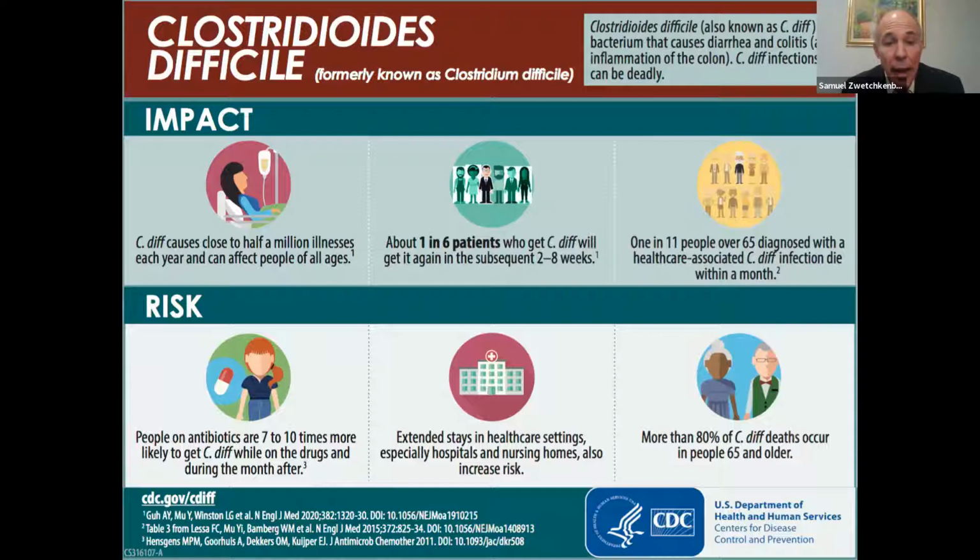People on antibiotics are 7 to 10 times more likely to get C. diff while on the drugs and during the month after. So people have to watch closely. Also, extended stays in healthcare settings, especially hospitals and nursing homes, increase risk. So these are the risk factors: antibiotics, a healthcare setting, and age 65 and older.